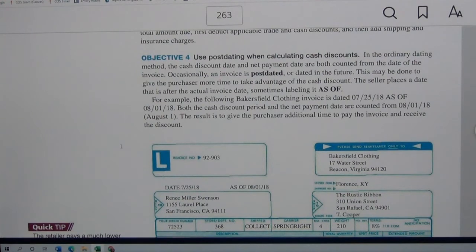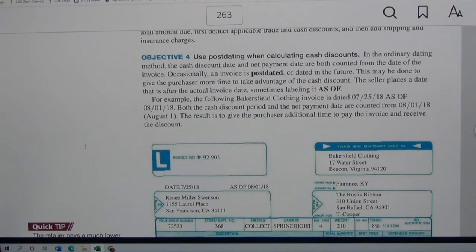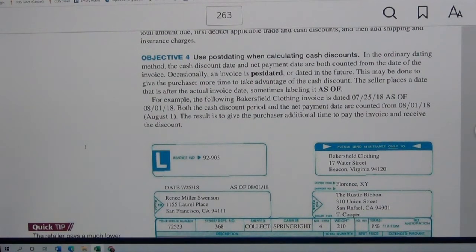Now in some cases, occasionally an invoice is post-dated, or dated in the future, and what that does is it gives the buyer a little bit more time as it relates to the discount. The reason being is that sometimes it may take a while for that freight to be delivered, depending on where it's coming from. Especially if it's coming from an overseas location, imagine putting it on a ship and giving them 10 days to take a discount. You'd be lucky if you get the actual product within 10 days. So they may date it into the future.